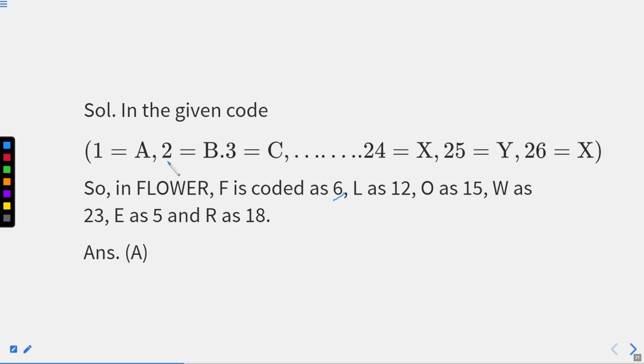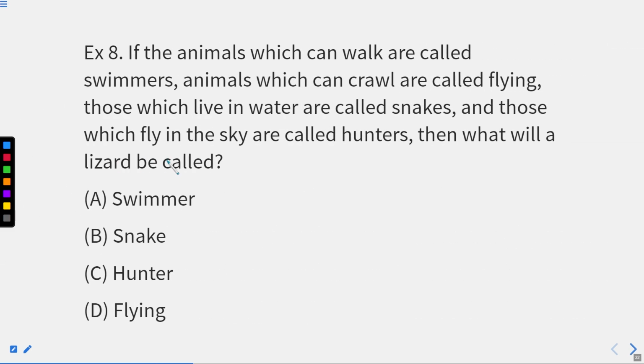Now we'll move to the next question, which comes with a new concept. Every time we are discussing something new. So the 8th question is saying something. First we'll read the question carefully. If the animals which can walk are called swimmers. Mark the words. The animals which can walk are called swimmers.